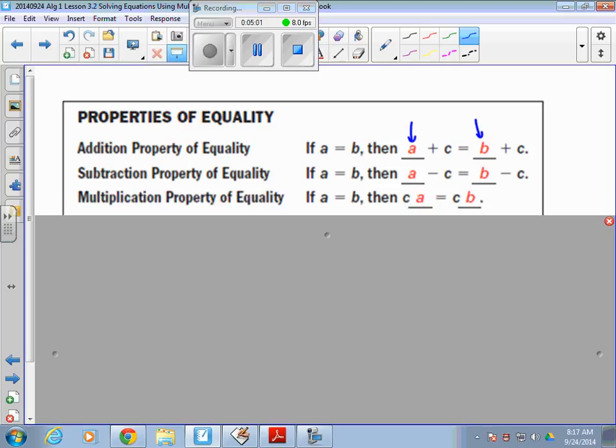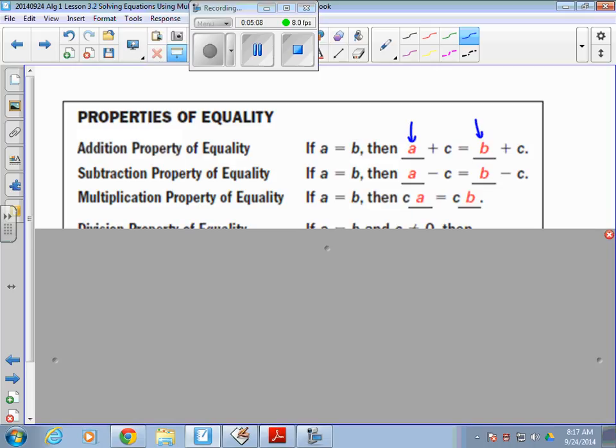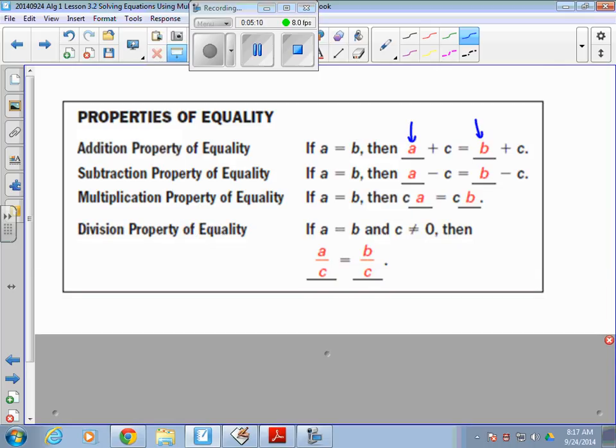The multiplication property of equality says if A is equal to B, then C times A is equal to C times B. And then the division property says if A is equal to B, and C is not equal to 0, then A divided by C is equal to B divided by C. So all this is saying, this is all just rules, like we said. That's what properties are. This is just rules that make it to where you can undo the problems.